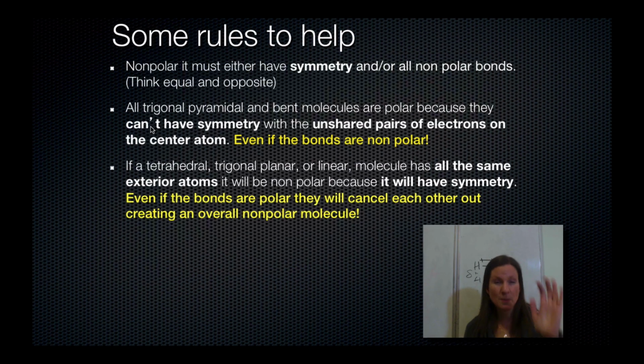So the general rules to help, similar to what I just said: nonpolar means that they're symmetrical, or they all have nonpolar bonds that aren't able to pull anyway. Pyramidal and bent are always polar, even if their bonds are nonpolar, because of the lone pairs, they will not be symmetrical in terms of their electrons. For tetrahedral and trigonal planar and linear, those are all symmetrical, so they tend to skew to nonpolar unless there's an area of difference, in which case they would become polar. So there's the general overview of how to determine if a molecule is polar.